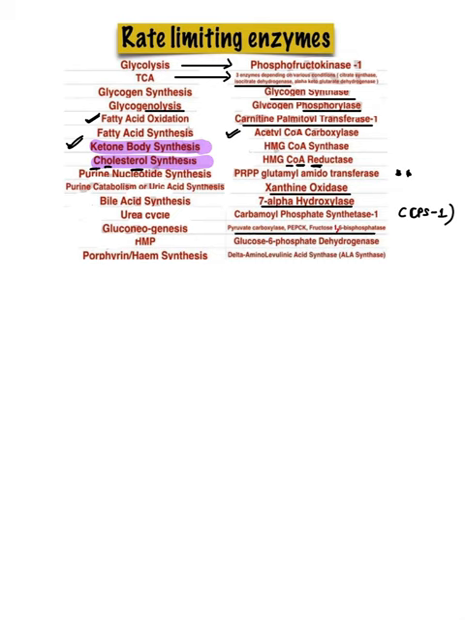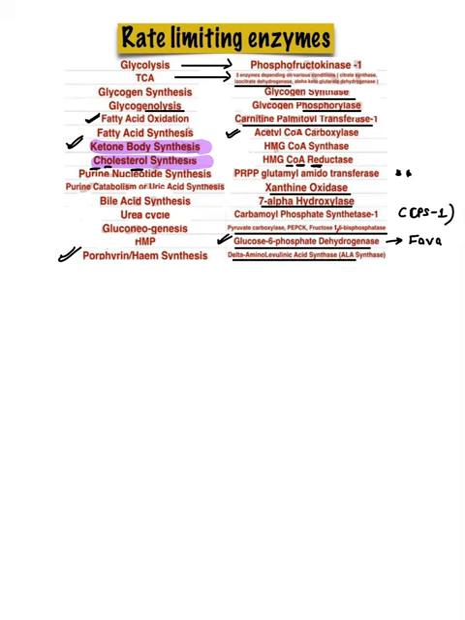Then it was, guys, fructose 1,6 bisphosphatase. Do you remember, guys? And one more enzyme, that was glucose 6 phosphatase, guys. HMP, guys, it is glucose 6 phosphate dehydrogenase, the deficiency one, which was triggered by fava beans and other things which we read. And porphyrin or heme synthesis, okay.